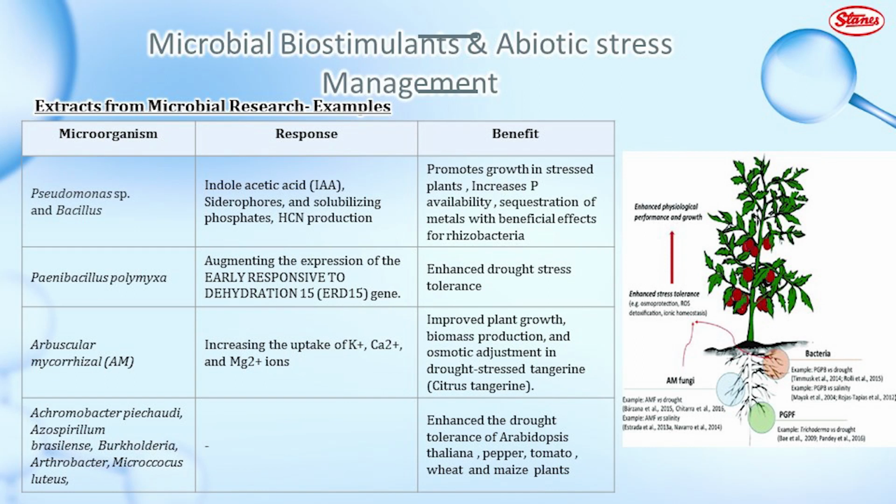We have taken a few examples, I'll mention one or two. If you take Pseudomonas, which produces IAA and siderophores, it has benefits for growth in stressed plants. It increases potash availability, sequestration of materials, beneficial effects of rhizobacteria. And arbuscular mycorrhizal fungi increase the uptake of K+, Ca2+ and Mg2+, which helps in improving plant growth or biomass production in drought-tolerant plants. So what we can see here is that a microorganism as such has a role in abiotic stress management.